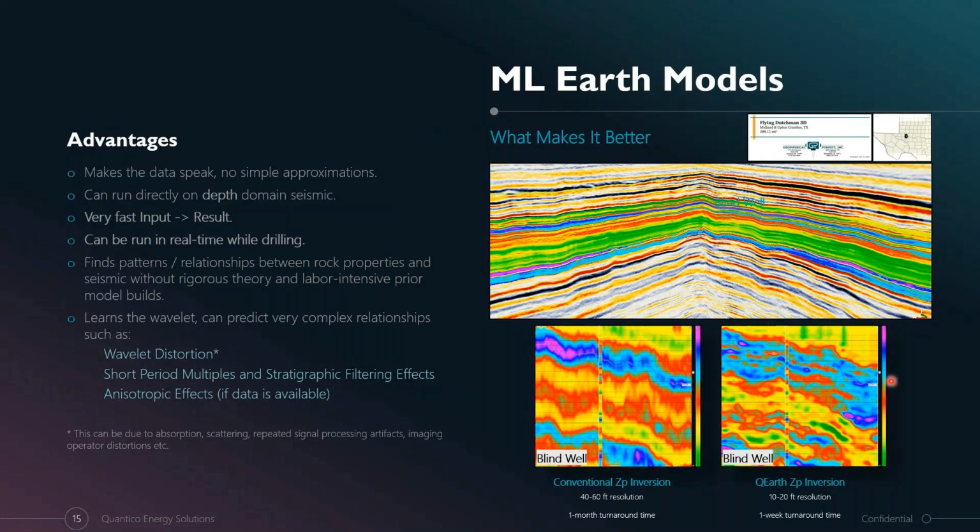And here's an example data set we have from the Midland Basin. It's called the Flying Dutchman 3D from Geophysical Pursuit. We compared a conventional deterministic inversion to QEarth, which is our machine learning based inversion product. And you can obviously see the resolution increase. I would like to point out that this is a blind well. And we're getting geostatistical inversion quality results in a week or 2 weeks when we work on post-stack data.